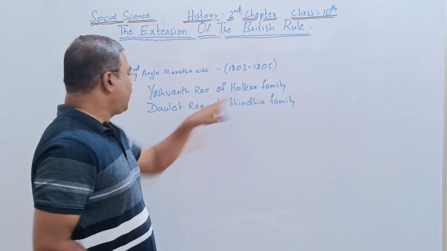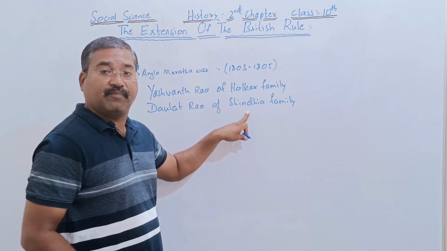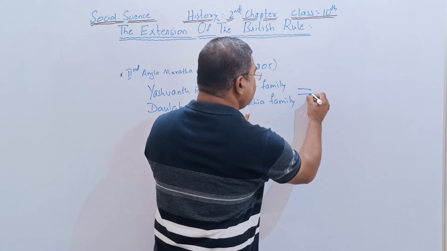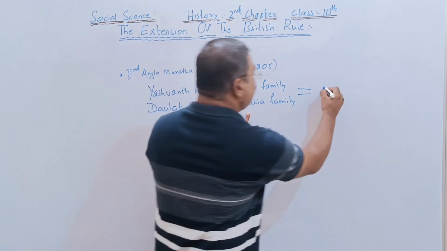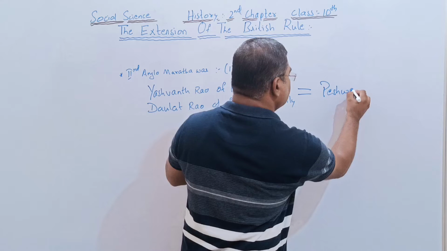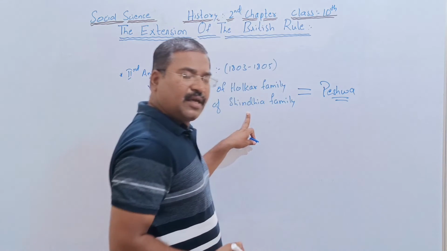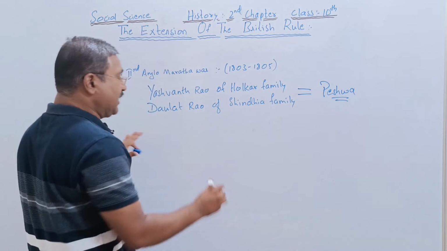Yashwant Rao of Holkar family, Daulat Rao of Shinde family. Both of them want to have their hold on the Peshwa. Now there is a new Peshwa here.